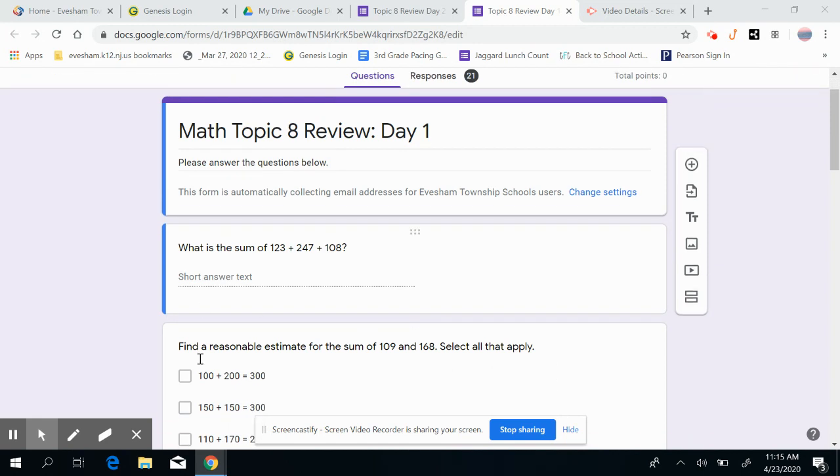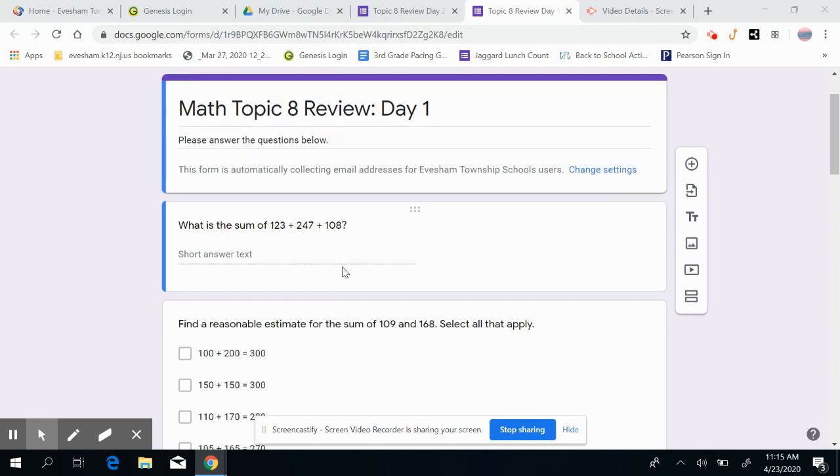So for example, let's look at this. So this is what is the sum? So that's asking you the sum. So you're just adding those numbers together. In this first problem, it's not asking you an estimate. It's not asking you to explain. You're just adding the numbers as they are and writing the answer that you received.